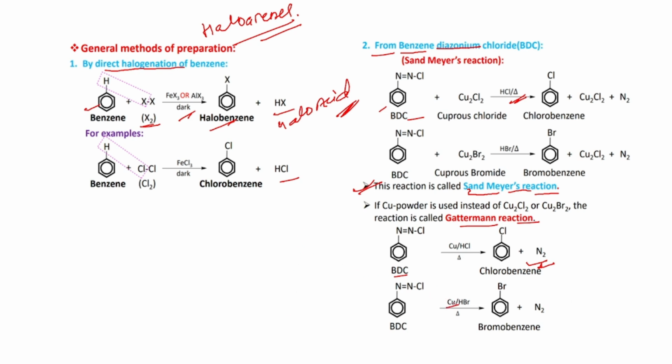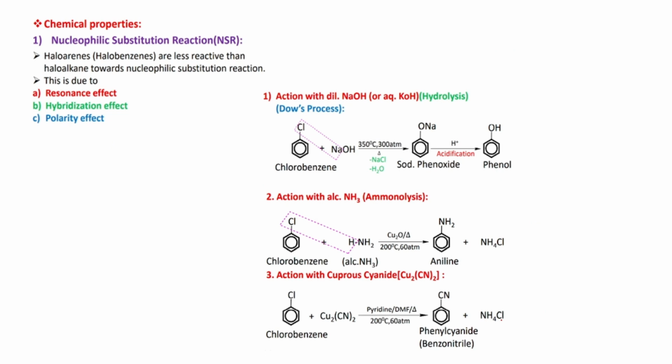If same, the copper को चाहिँ यहाँ powder and the acid is HBr, then it attaches with Br and we can get bromobenzene and N2 gas. Now these are some of the preparations of haloarenes.